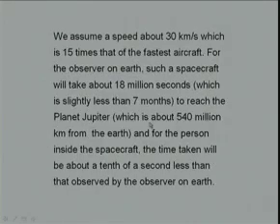We assume a speed of about 30 kilometers per hour, which is 15 times that of the fastest aircraft, and this is an incredibly large velocity. However, for the observer on Earth, such a spacecraft will take about 18 million seconds, which is slightly less than 7 months, to reach the planet Jupiter, which is about 540 million kilometers from the Earth, and for the person inside the spacecraft, the time taken will be about a tenth of a second less than that observed on Earth.